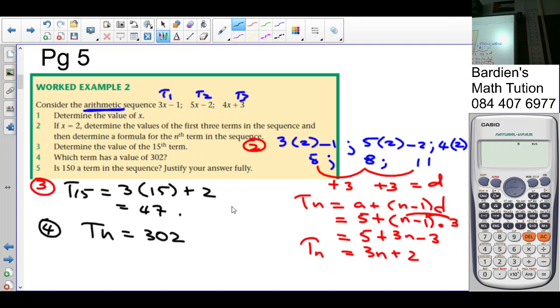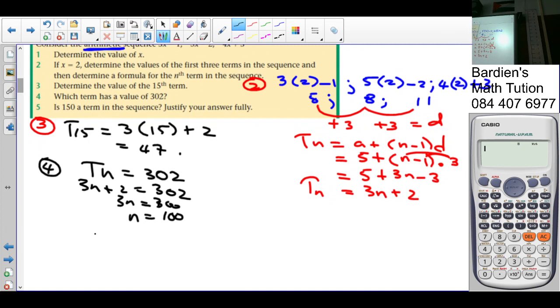We have 3n plus 2 equals 302. Take 2 over, becomes 302 minus 2, which is 300. Divided by 3, which gives you 100. Which means to say that the 100th term in the sequence is equal to 302. You all agree with that? You all okay with that? Yes. Okay. We finish with number 5?